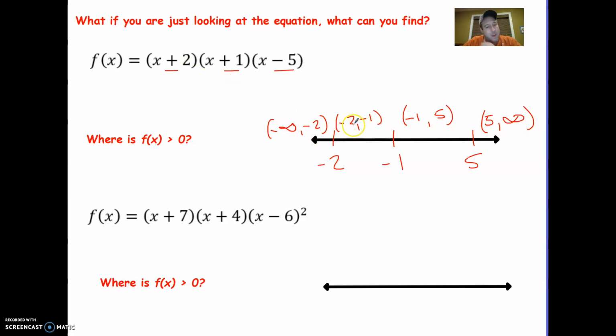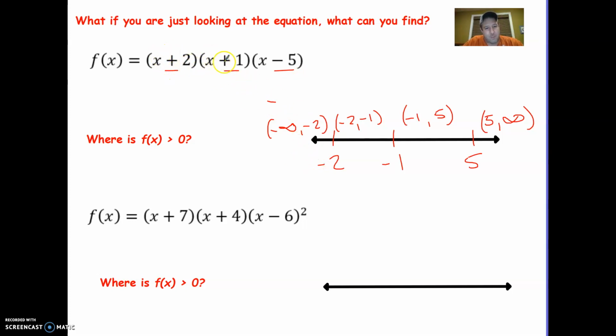So what I'm going to do is I'm going to pick a number, and it doesn't matter as long as it's in this range, and I'm going to put it into all 3 of these factors. So for instance, a number that is less than -2 would be -3. If I put -3 into the first factor, I get a negative answer. That's really all I care about right now, is whether or not it's going to be positive or negative.